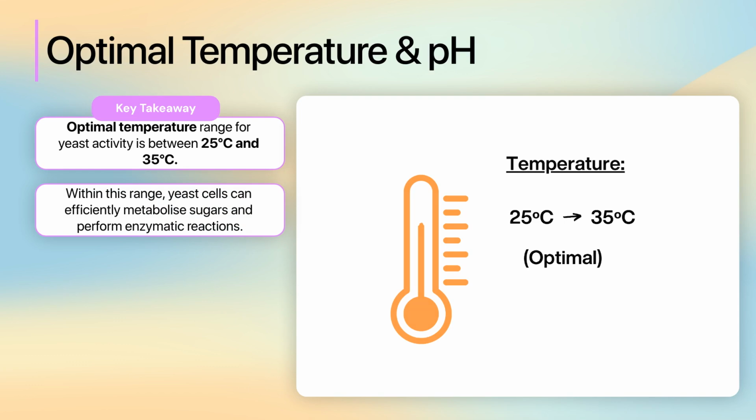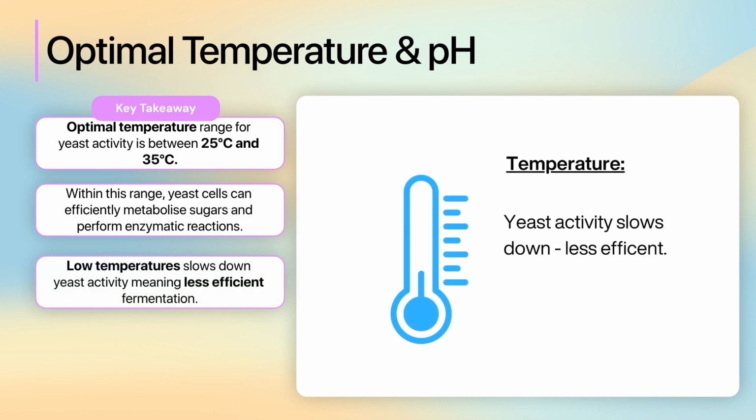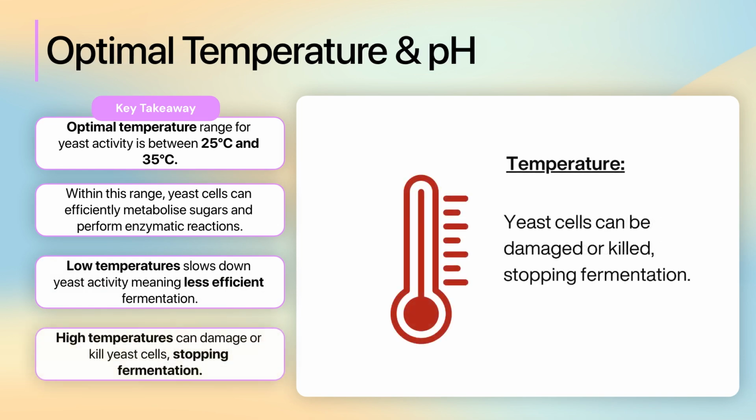If the temperature is too low, yeast activity slows down, resulting in a less efficient fermentation process. Conversely, if the temperature is too high, yeast cells can be damaged or killed, stopping fermentation altogether. Therefore, maintaining a moderate temperature ensures that yeast can thrive and produce alcohol effectively.